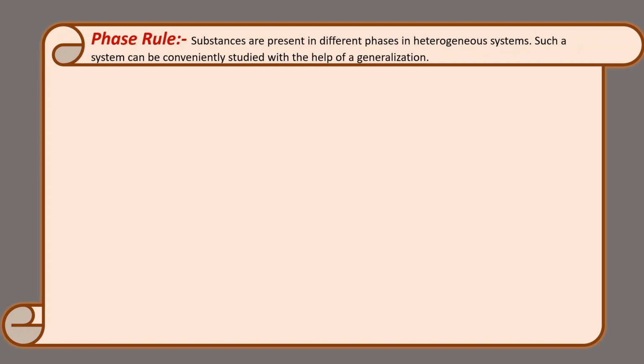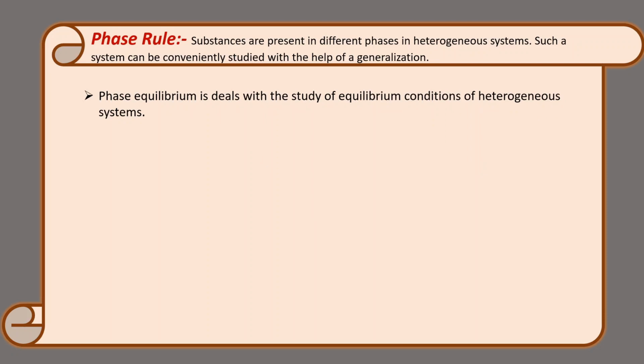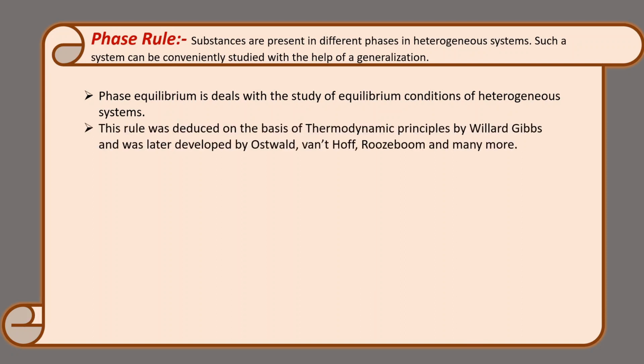So phase rule. Substances are present in different phases in a heterogeneous system, and such a system can be conveniently studied with the help of generalization. Phase equilibrium deals with the study of equilibrium conditions of heterogeneous systems. These rules were deduced on the basis of thermodynamic principles by Willard Gibbs, and later a number of scientists worked on it, like Ostwald, Van't Hoff, Roozeboom and many more. But the name is given after the first scientist, Willard Gibbs, and basically thermodynamic principles are applied.